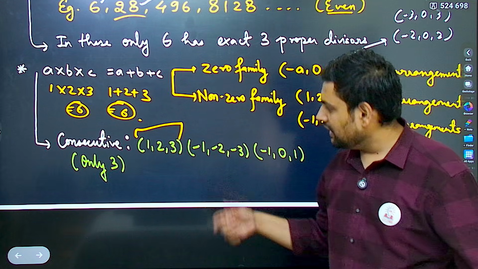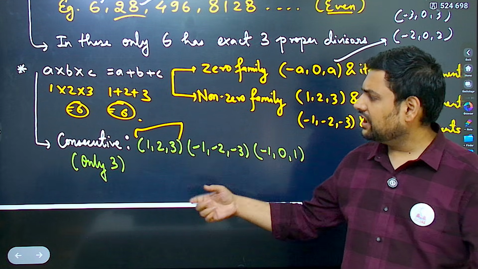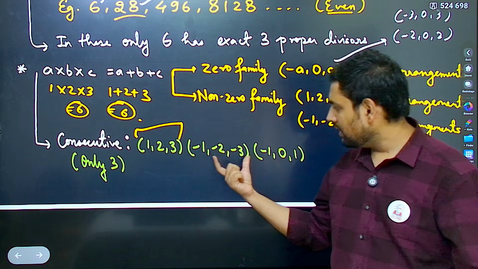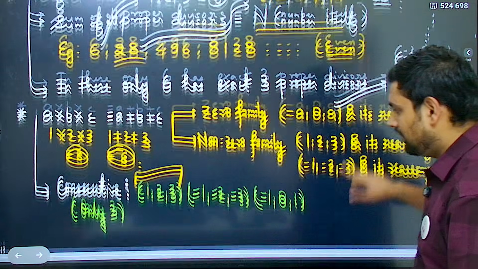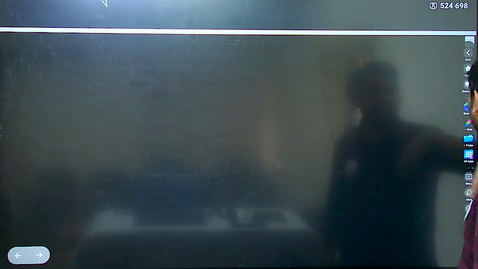Now, if they are asking you for consecutive numbers, then there are only 3: 1, 2, 3; minus 1, minus 2, minus 3; and minus 1, 0, 1. This is fine. Now, blank page means let's get to the questions.